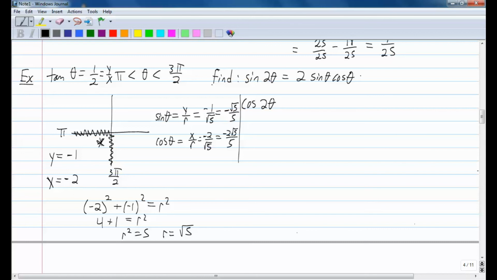Now to solve for the sine of 2 theta, that's going to be 2 times sine of theta, which is negative square root of 5 over 5, times cosine of theta, that's negative 2 square root of 5 over 5. So I need to say 2 times negative 2, negative square root of 5 times square root of 5, and then multiply those together. So we have two negative signs, that's just going to make a positive. 2 times 2 times 5, 4 times 5 is 20, over 5 times 5 is 25. Simplify that, you can divide both of those by 5, and you get 4/5.